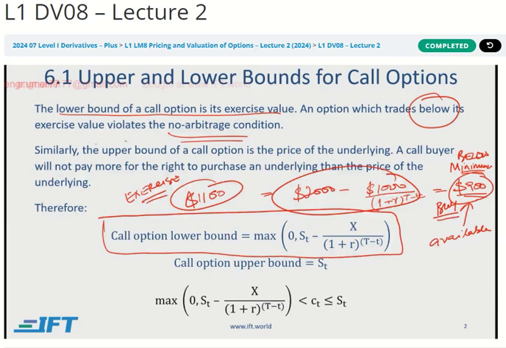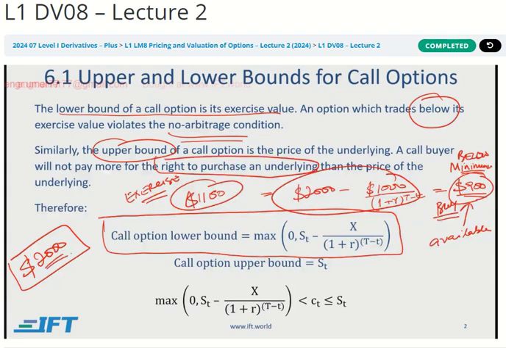What about the maximum or the upper bound? Naturally, if the stock price is at 2,000, nobody is going to pay more than $2,000 for the right to buy an asset, right? What is an option? It is the right to purchase the underlying asset. So if you have to pay 2,000, you might as well just purchase the asset. Why buy the right to buy the asset? So the price of the underlying asset sets the upper bound for the call option value: nobody is going to pay as much as the asset price itself for the right to purchase an asset. If they have to pay that much, they'll just buy the asset directly.